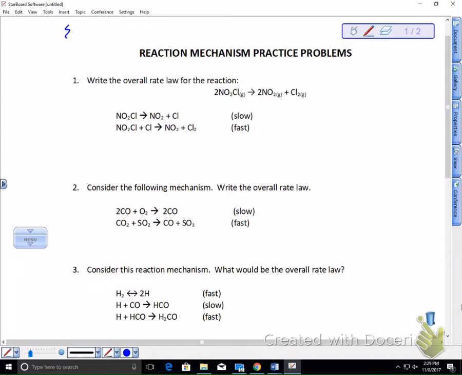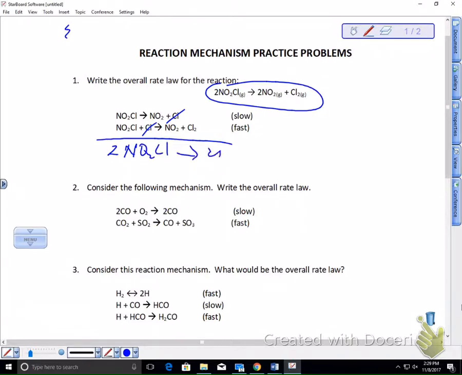All right, so let me show you some examples here. In the first one, the first thing I want to point out is we have two steps to make this reaction. If we add this up, we should be able to get the proposed overall reaction. So let's do that real quickly. We see the chlorines cancel out. We see then that we can add these two together, NO2Cl, and that gives me 2NO2 plus the Cl2. So this mechanism looks like it could agree.